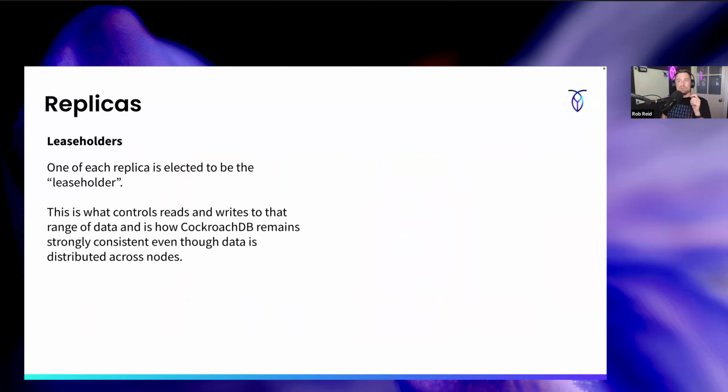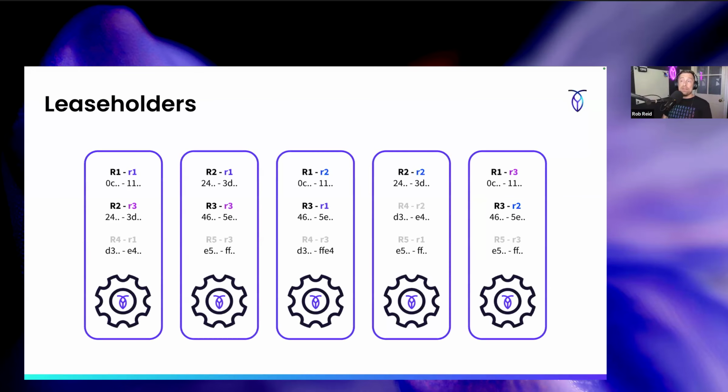Now, one of those replicas is special. We call it the leaseholder, and that's essentially what controls reads and writes to that range of data. So there's no concept of a read replica in CockroachDB. There's no concept of a write only instance. All the nodes behave the same, and they are elected. They elect each other amongst themselves using the raft protocol.